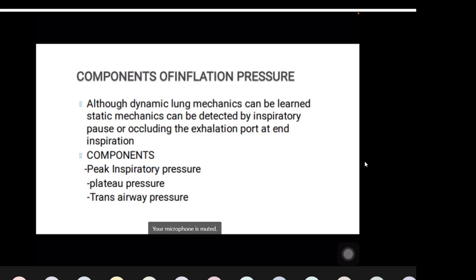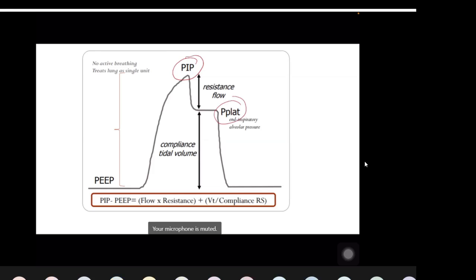The most important thing that we have to consider is what are the components of the pressure time scalar. This is very important. The important things that we have to consider here are the peak inspiratory pressure, the plateau pressure, and the PEEP. PEEP is the one that we are setting, and the peak inspiratory pressure will be shown on the ventilator screen itself. So there are various causes of increased peak inspiratory pressure that we have to consider.